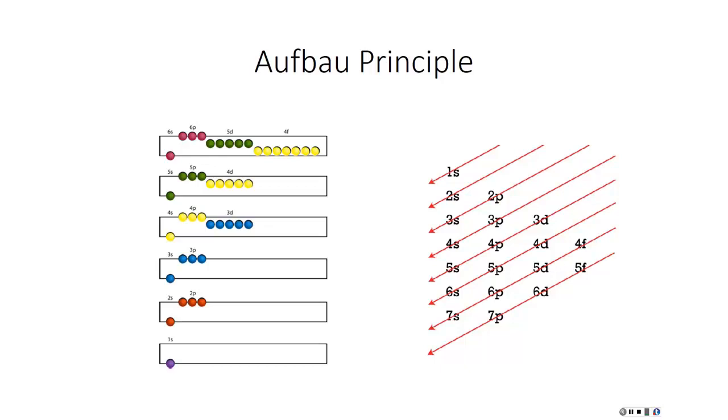So 1s, this is s, so s holds 2 electrons. So s's always hold 2 electrons. So we're going to write this down as 1s2. 1s2 here. And that means that we place 2 electrons.